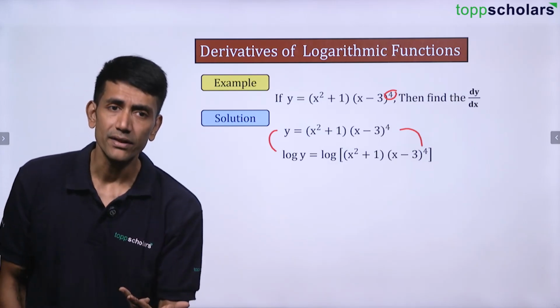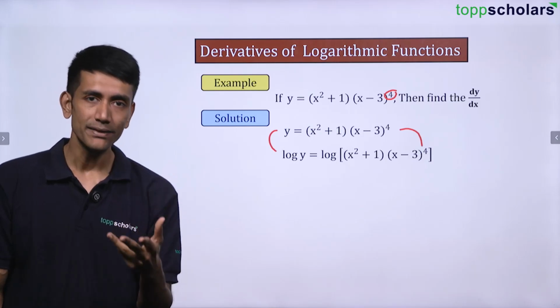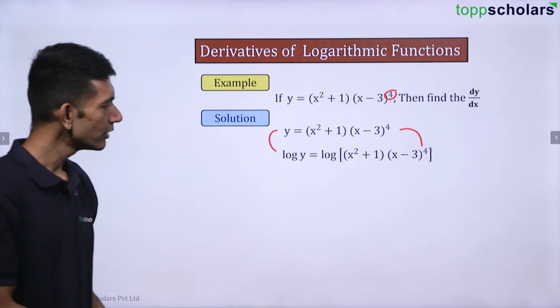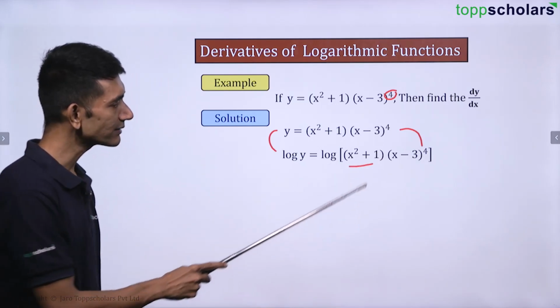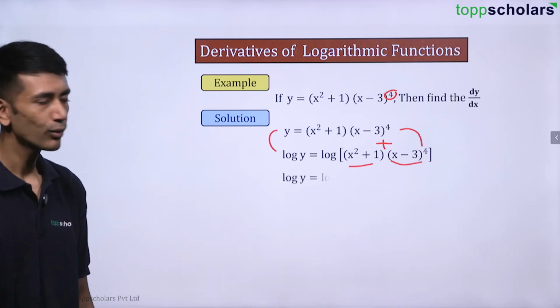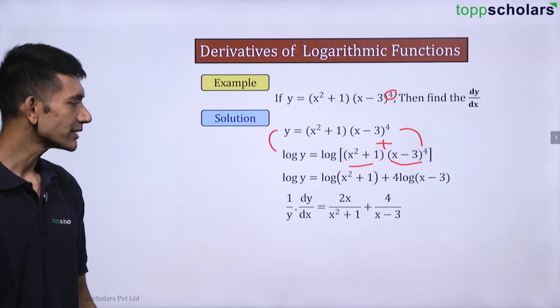Now log of mn, log of m multiplied by n. What is that? Log of mn is log of m plus log of n. So this becomes log of x square plus 1 plus log of x minus 3 the whole raised to 4. See here. Now you differentiate with respect to x. That becomes easy.